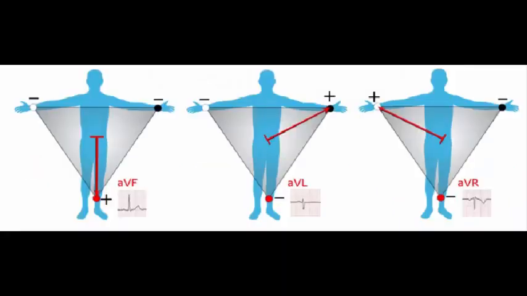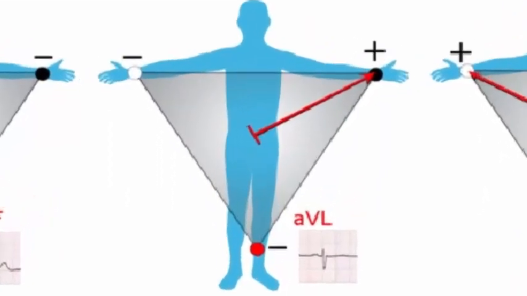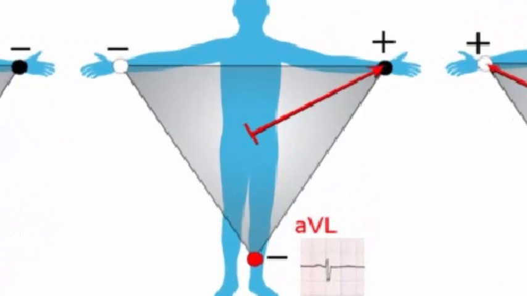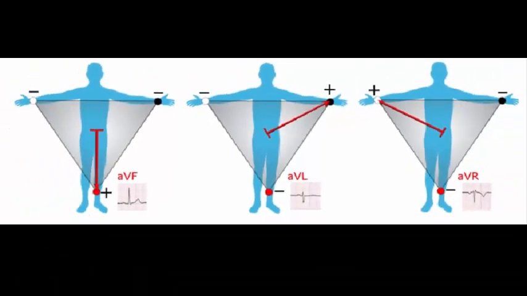Leads AVR, AVL and AVF are the augmented voltage limb leads. These record electrical activity between a limb electrode and a modified central terminal. For example, lead AVL records the signal between the left arm and a central terminal formed by connecting the right arm and left leg electrodes. Similarly, augmented signals are obtained from the right arm, AVR, and left leg, AVF.